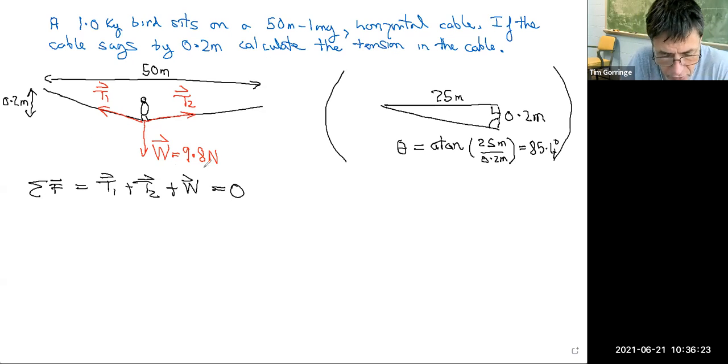Now, to figure out the tension, knowing the weight, we want to use this equilibrium condition. And to use this equilibrium condition, I'm going to break it out into horizontal and vertical pieces. So that's sort of the mechanics of applying equilibrium, of using equilibrium. So let's start with horizontal. What does horizontal tell us?